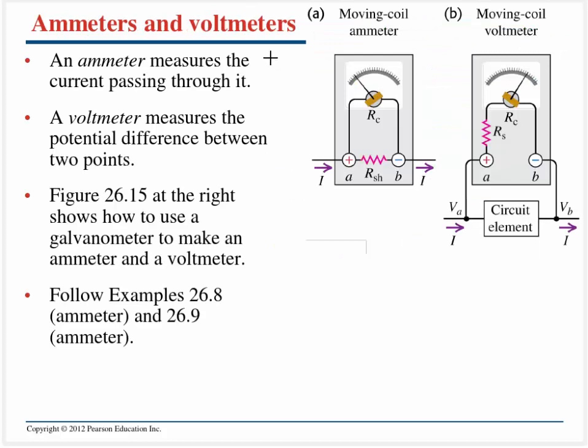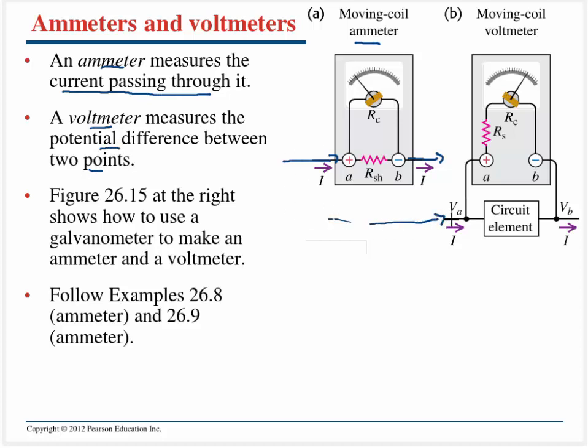So let's talk just very briefly once again about measuring current and measuring voltage. We measure current with an amp meter, and I've already said this, but I'll say it again. An amp meter is going to measure the current passing through it. So the current is actually physically going to pass through the amp meter. A voltmeter is going to measure the potential difference between 2 points. Nothing is going to necessarily pass through it.